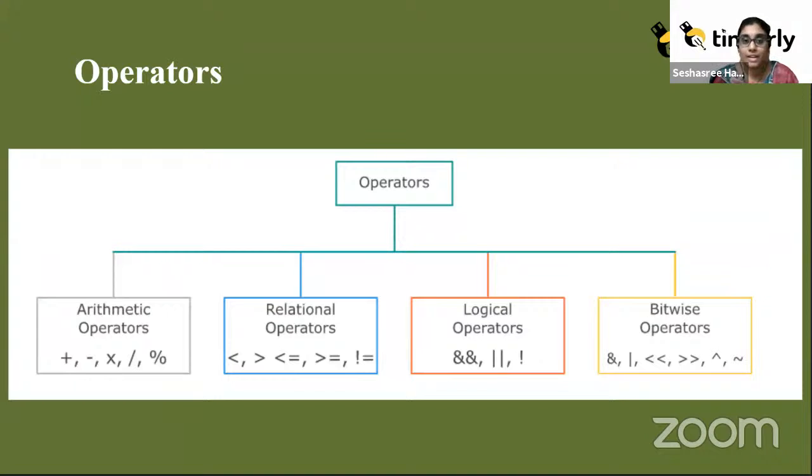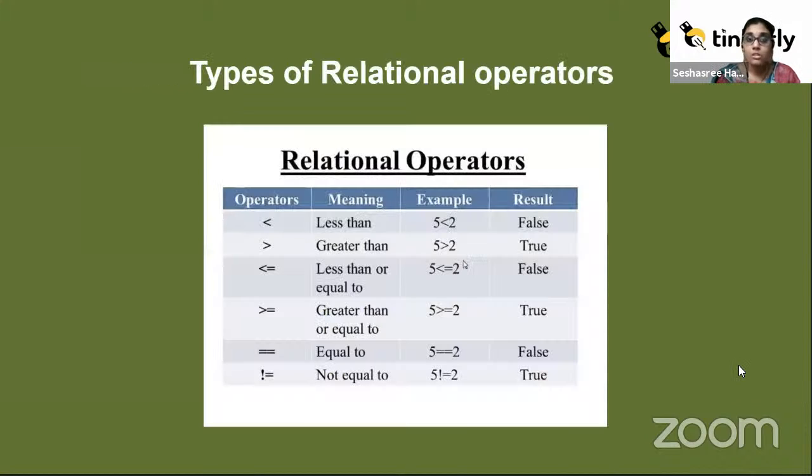Let's see the symbols of that. For the arithmetic operators, we have addition, subtraction, multiplication, division, and modulus operator. Relational operators have less than, greater than, less than or equal to, greater than or equal to, and not equal to symbols. Logical operators have and, or, not. And bitwise operators are bitwise and, bitwise or, left shift, right shift, exponent, and complementary operators. These are the different operators we have. Today we will just learn about relational operators.